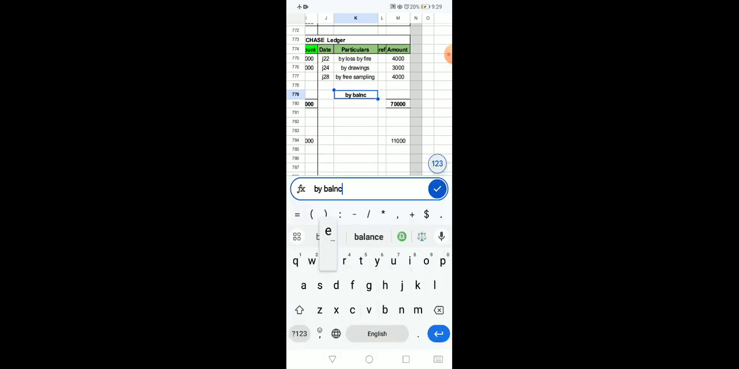Here you will be writing By Balance. And how will you calculate this balance? By subtracting the smaller total from the larger total. So here it is the larger total minus the smaller total.